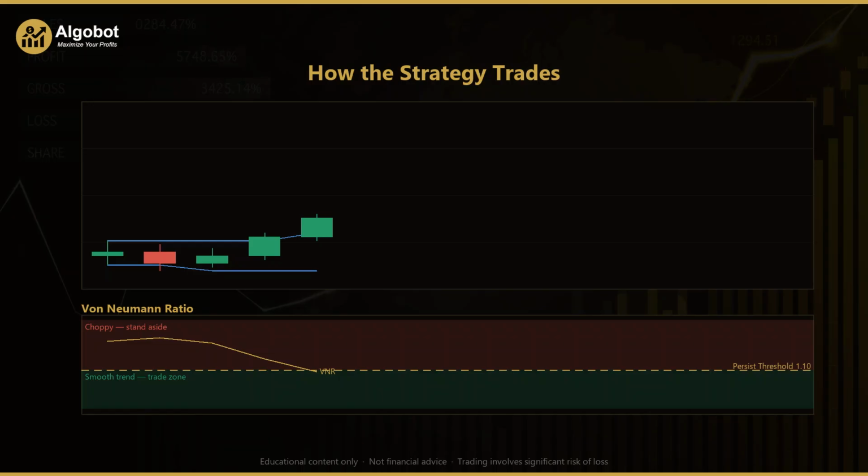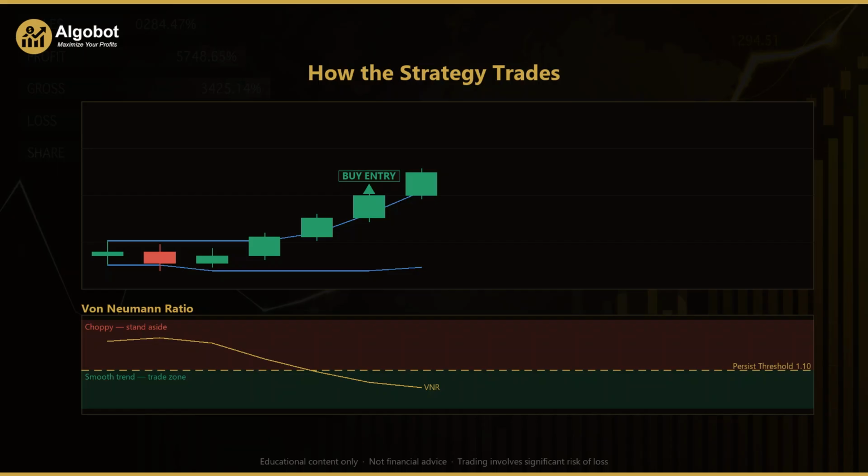Now watch what happens over the next several candles. Price begins to lift in an orderly, step-by-step fashion. Each candle closes a little higher than the last, with small overlaps and shallow pullbacks. As this clean advance develops, the von Neumann ratio in the lower panel slides down and crosses beneath the threshold into the smooth trend zone. The market is now traveling far relative to the size of each step, and that is the signature of a genuine, persistent move. With the smoothness gate open, the strategy turns to direction and to the breakout.